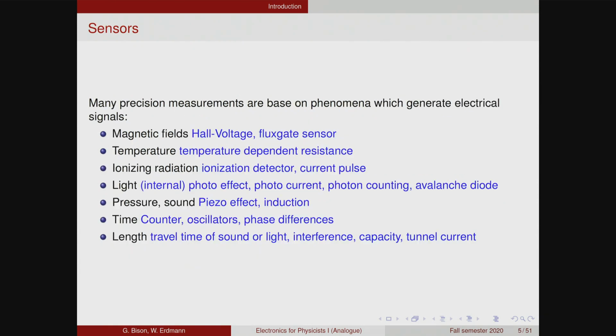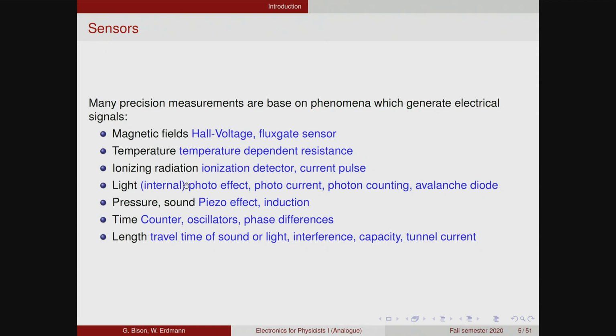Okay, so if we talk about electronics for physicists, typically we employ electronics to take measurements. That's at least, apart from convenience, that we want light in our lab and that we want a computer. If we talk about the physical measurement, that could, for example, be magnetic fields with Hall sensors or flux gate sensors. Temperatures are typically measured with temperature-dependent resistance. Ionizing radiation, and this is like the whole of particle physics, uses detectors, current pulses in those detectors.